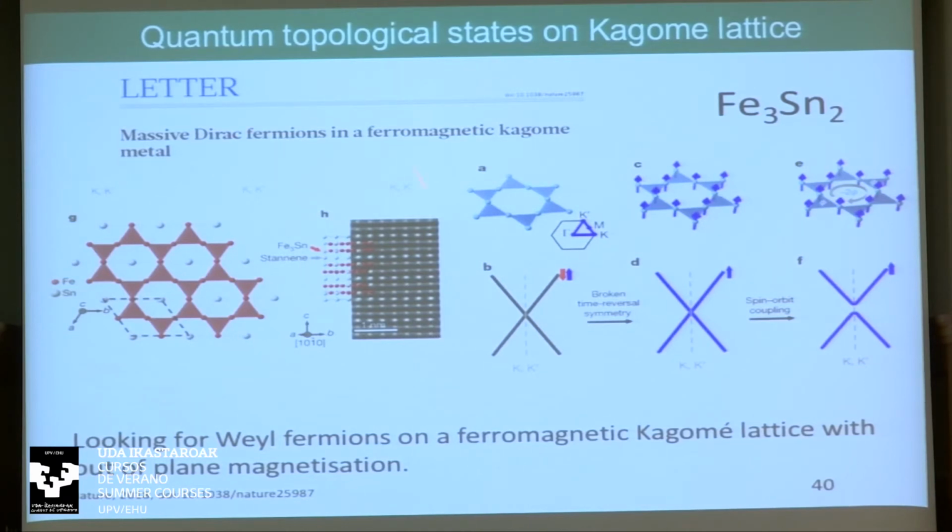You grow here a single crystal, which was done by Checkelsky, and so you measure, and this compound unfortunately has a spin in plane, but still it's a massive Dirac fermion, and this was published this year in Nature as a ferromagnetic massive Dirac one.